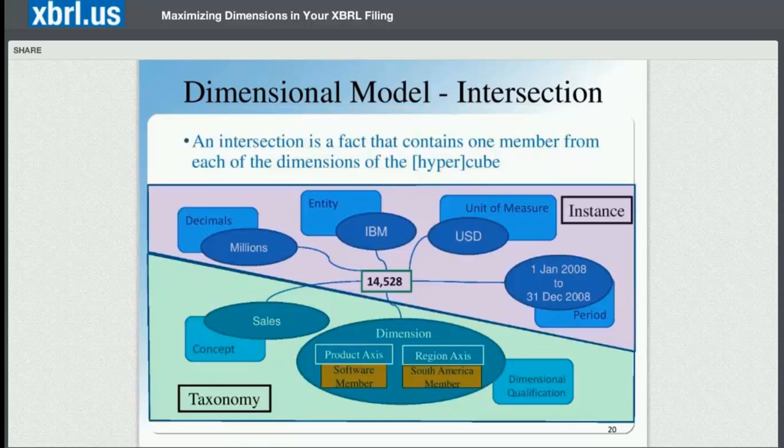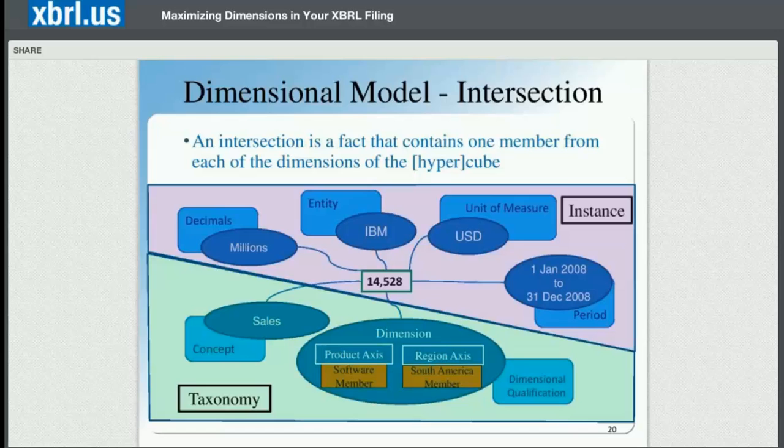Again, an individual value is going to be defined by the concepts in your taxonomy, and in addition, when you tag those values in the instance, you are providing more metadata, more context, at a minimum consisting of precision, which is the decimals, which means that 14,528 really, from an analytical standpoint, could be 14,527,500 or 14,528,499. The unit of measure and the period.